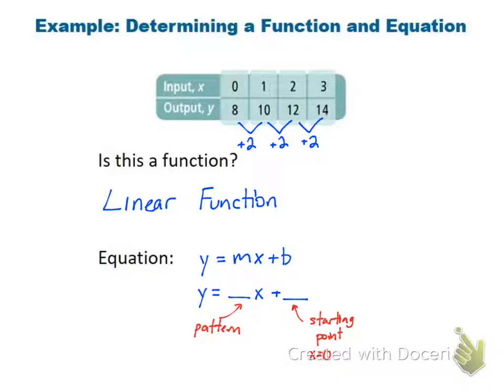And so if I look at this, right here is my pattern. And then my starting point when x is equal to 0 is going to be this ordered pair 0, 8. So my pattern is going to be a positive 2, and then my starting point is going to be a positive 8.